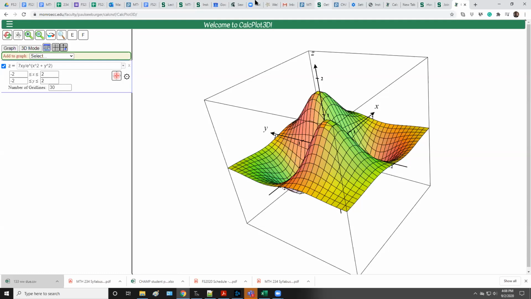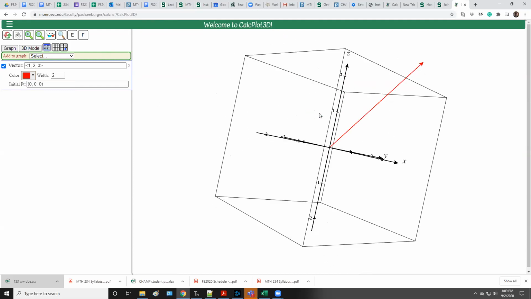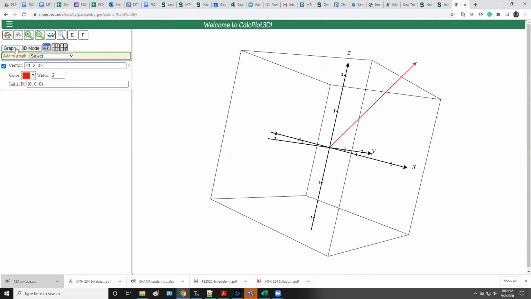So let me show you if I wanted to make these vectors here. I'm just going to go ahead and delete this, and add to the graph a vector. I had the vectors 1, 2, 3. So let's do 1, 2, 3, and let's make that one red. Why not? And okay, there it is, my vector. You can spin it around and look at it and all that sort of stuff.